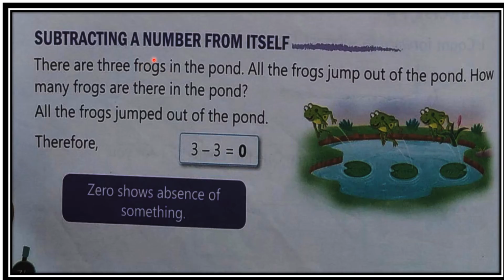Now, subtracting a number from itself. There are 3 frogs in the pond, as you know. All the frogs jump out of the pond. So how many frogs are left? So 3 minus 3 is 0. Whenever we subtract a number from itself, the answer is always 0. Keep it in mind. 0 shows absence of something, means nothing is there in the pond. Got it children? Okay. Next.